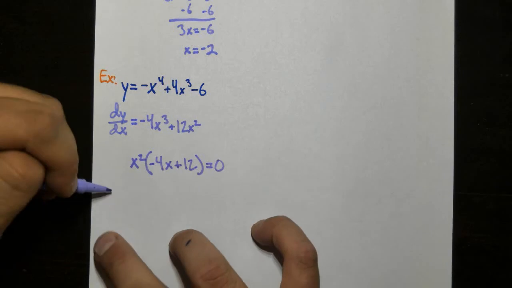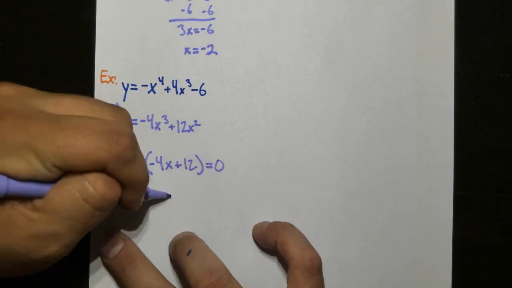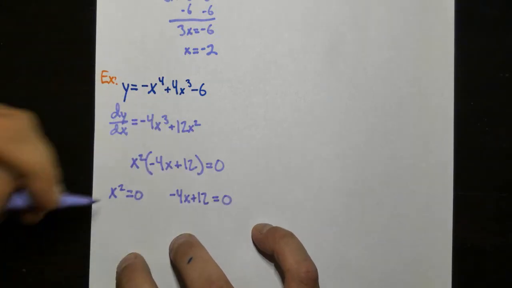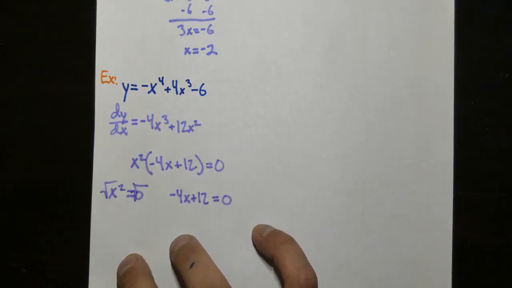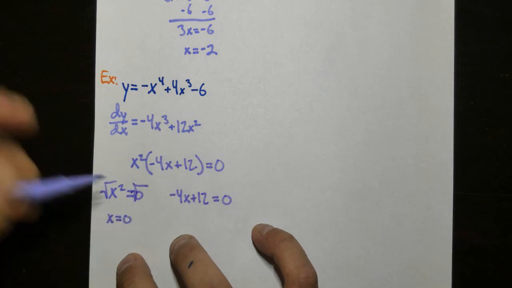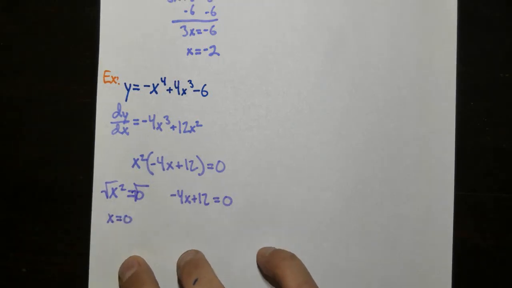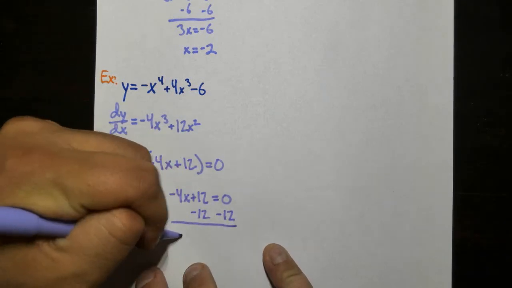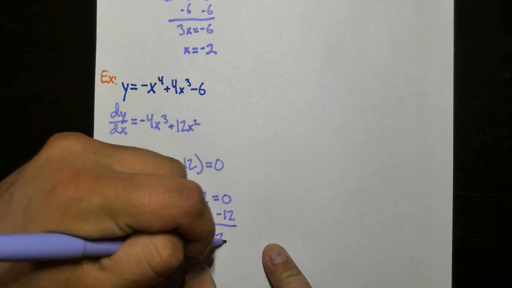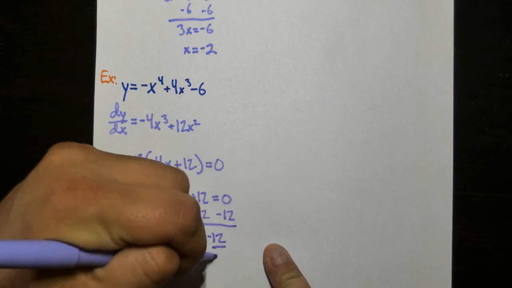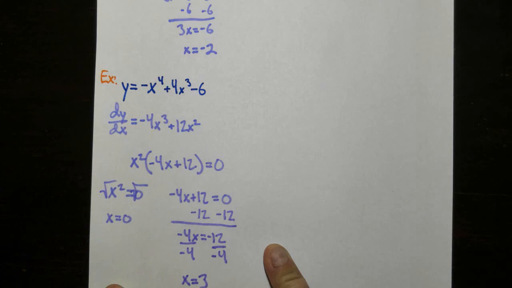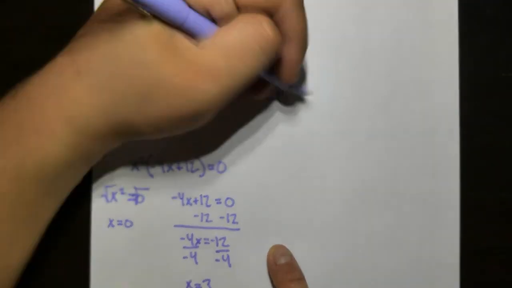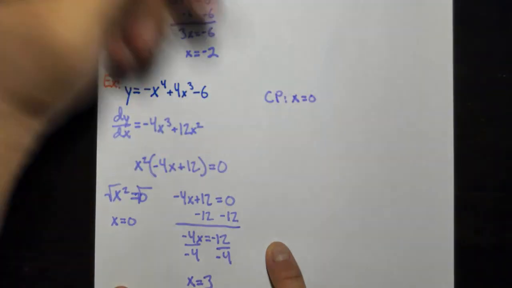And let's see, so that we have x squared equals 0, and then we have negative 4x plus 12 equals 0. So take the square root of both sides, you can see what's going to happen. X is just equal to 0 because the square root of 0 is 0. And then here we're going to subtract 12. Negative 4x equals negative 12. Divided by negative 4. X is equal to 3. So we have two critical points here. One at x equals 0 and one at x equals 3.